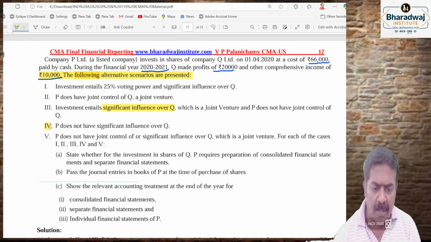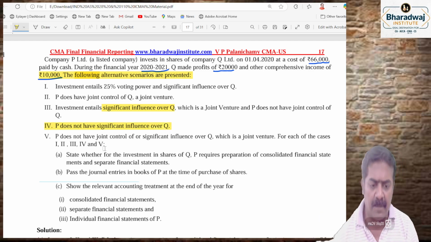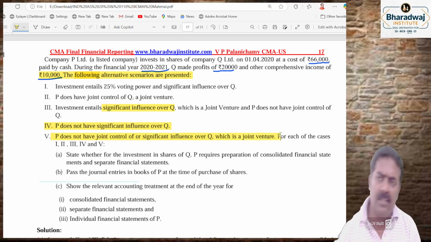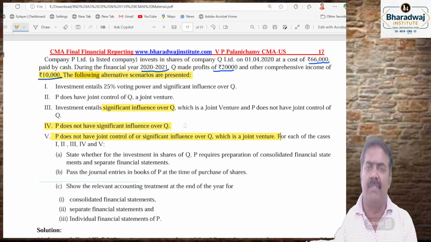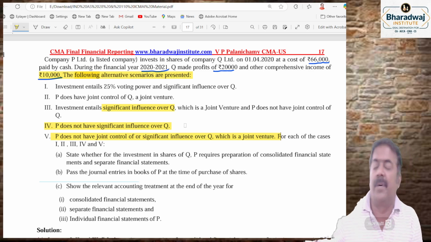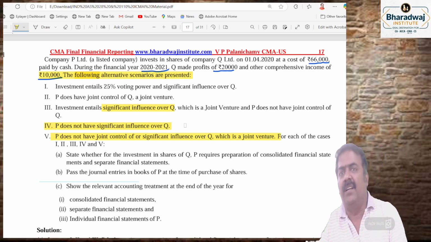Point number 4, partner. P does not have a significant influence over Q. Then it will not become an associate or a joint venture. P Limited does not have joint control or significant influence over Q, so no consolidation is applicable. Otherwise, whether it is an associate or joint venture, consolidation or the equity method of accounting is applicable, only when there is significant control.